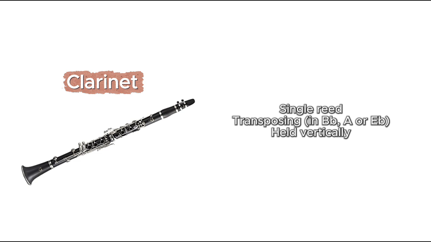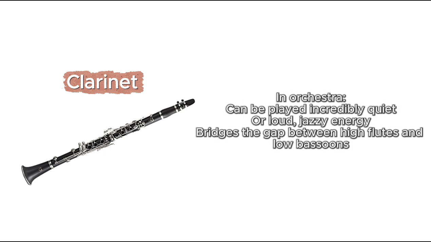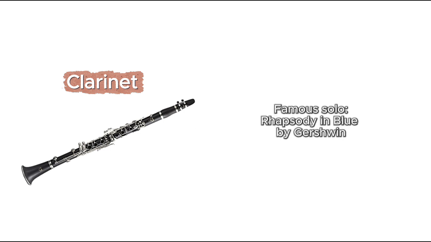Next on the list would be the clarinet. It uses a single reed. It is a transposing instrument commonly available in B flat, A, or E flat. It is held vertically. If you're still unsure what a clarinet is, it is the one that Squidward plays in SpongeBob SquarePants. The clarinet can play incredibly quiet or burst out with loud jazzy energy. It bridges the gap between the high flutes and the low bassoons, filling out the middle harmonies and playing fast, agile run-throughs. Hear the incredible clarinet solo in Rhapsody in Blue by Gershwin.